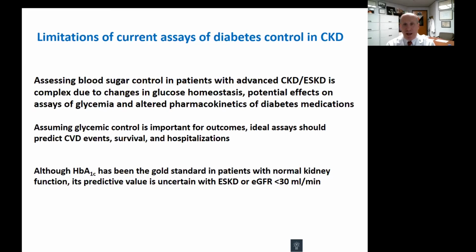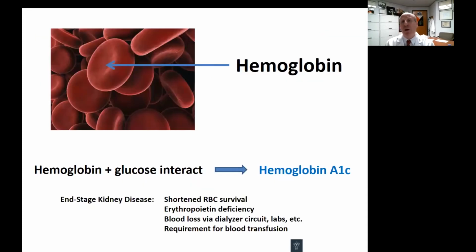The ideal assay in patients with advanced nephropathy should predict cardiovascular disease events, patient survival, risk for hospitalization. We need a test where the higher the blood sugars are, the worse the outcomes are. And although hemoglobin A1C has been the gold standard in patients with normal kidney function, its predictive value is very uncertain in patients with end-stage kidney disease or severe kidney disease with an estimated glomerular filtration rate less than 30 milliliters per minute per 1.73 meters squared.